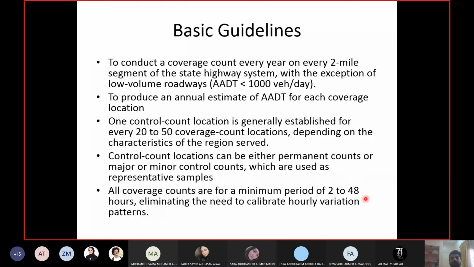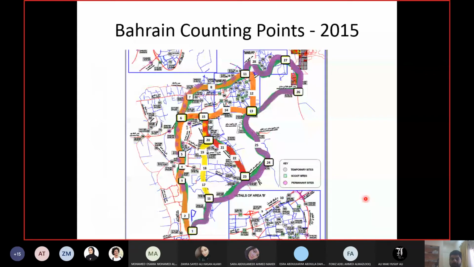These are the coverage and control count locations for Bahrain. Some of them are permanent, which are given in pink color. Then you have some green boxes which are the signal sites, where you have the signals, and then you have some temporary sites on which they have taken data, maybe using road tubes or something. I do not know the names of the colors. But anyway, the circles are representing the temporary sites, and these are along the major arteries in Bahrain.